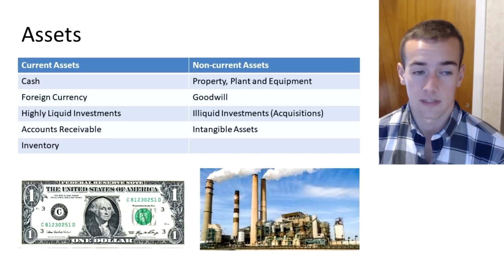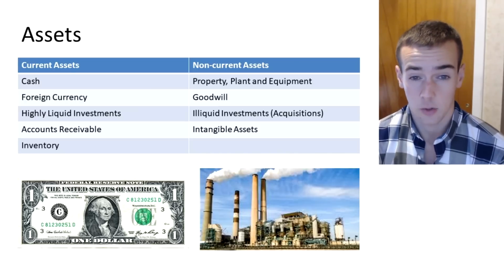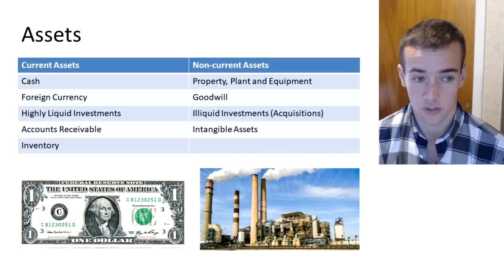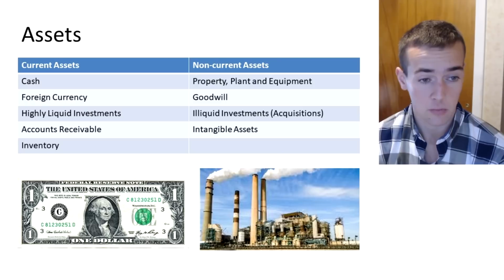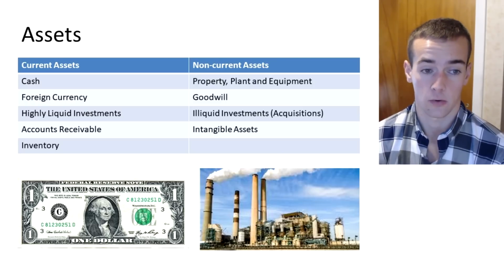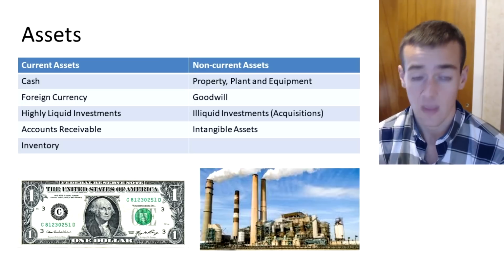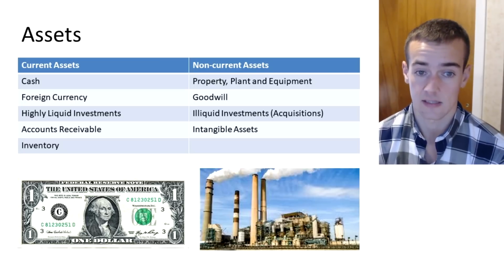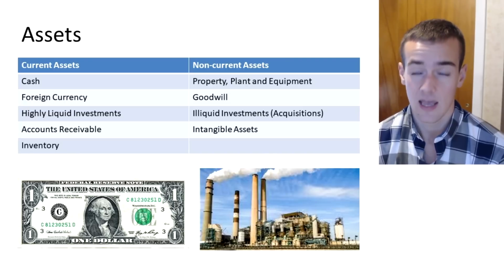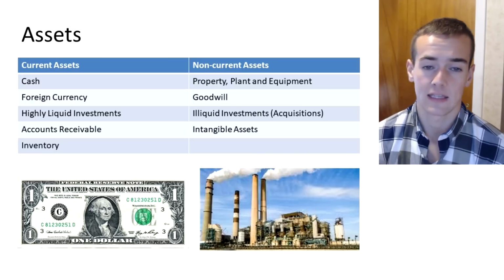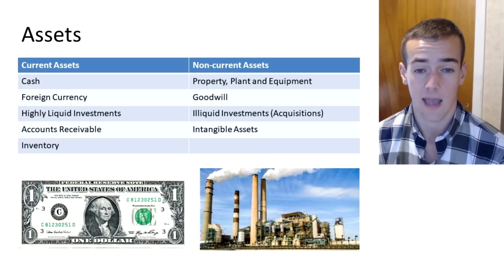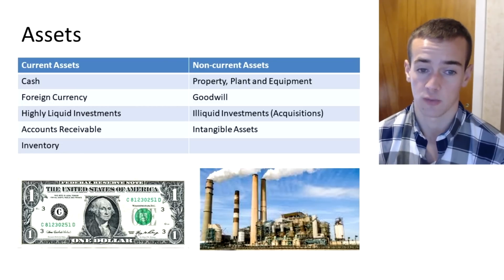So here are some common examples of the current assets and the non-current assets you would have listed on a company balance sheet. On the left, under current assets, cash and foreign currency, any highly liquid investments, any accounts receivable, or inventory. These are all things that are currently in cash or expected to be converted into cash within the next 12 months. And then under non-current assets, this is the property, the plant, the equipment, the goodwill, the intangible assets like the brand, any illiquid investments. A good example of this would be any acquisitions and other intangible assets.